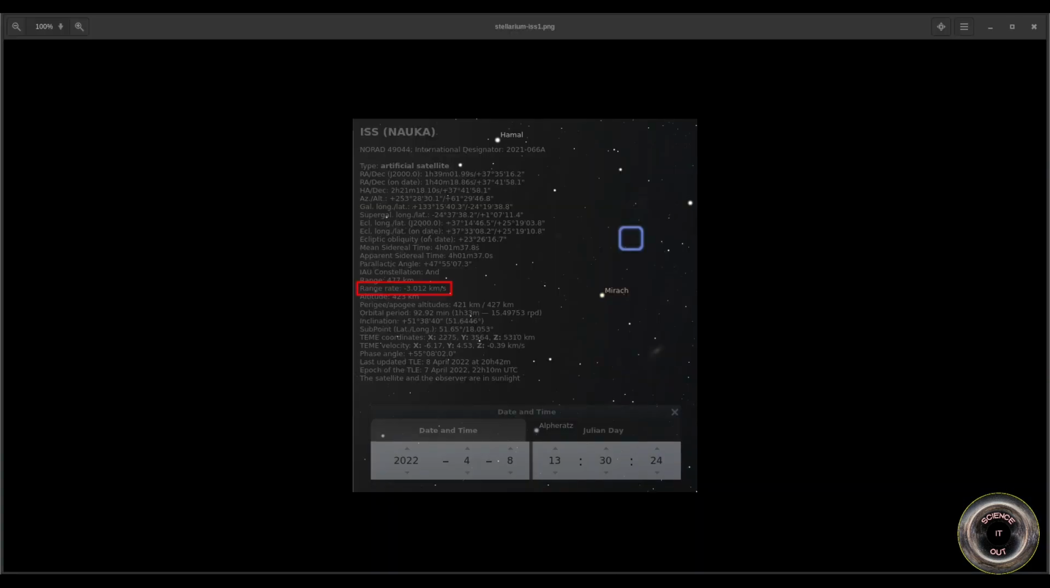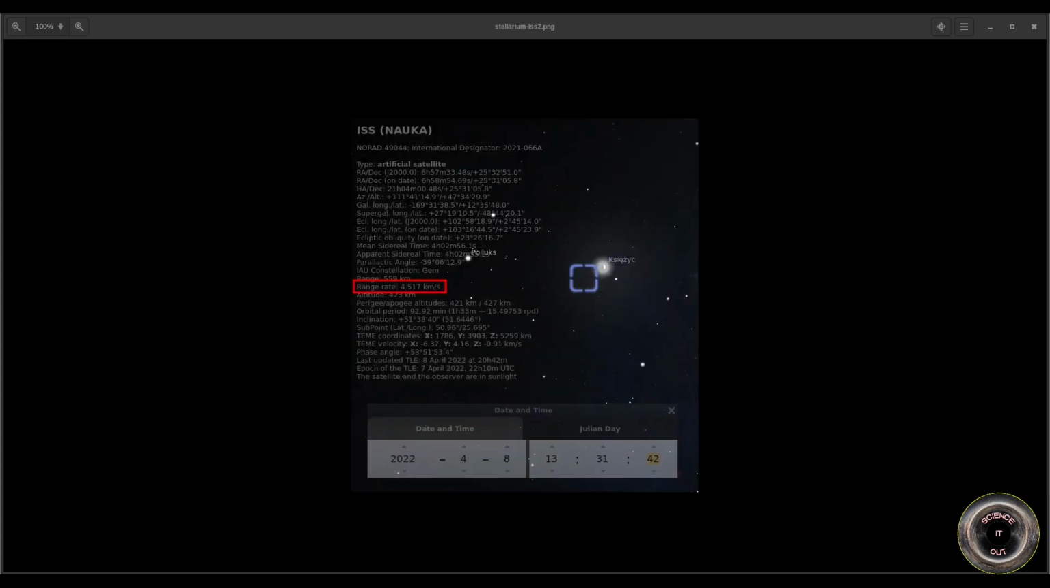That's the first measurement, and we can see that the range rate predicted by Stellarium was minus 3 kilometers per second. An awesome match actually. And for the second measurement, Stellarium shows 4.5 kilometers per second when we calculated 4.4. Still, I'm counting that as a win.